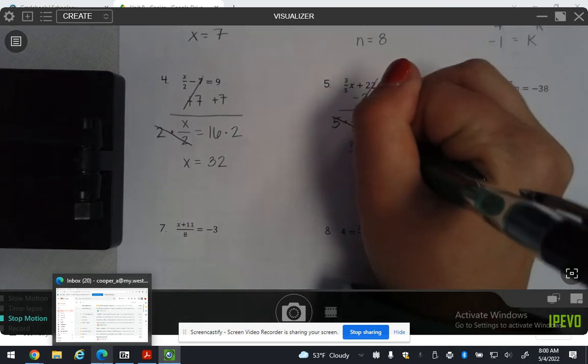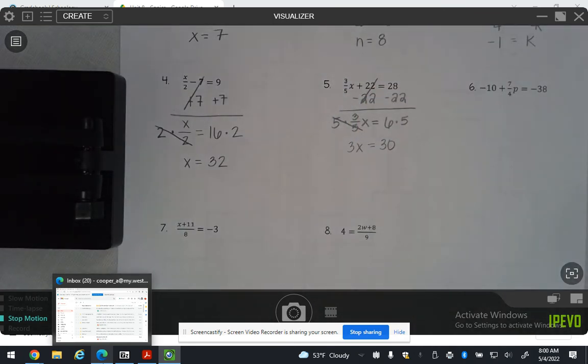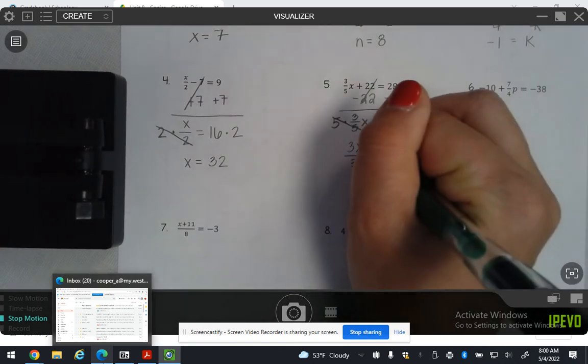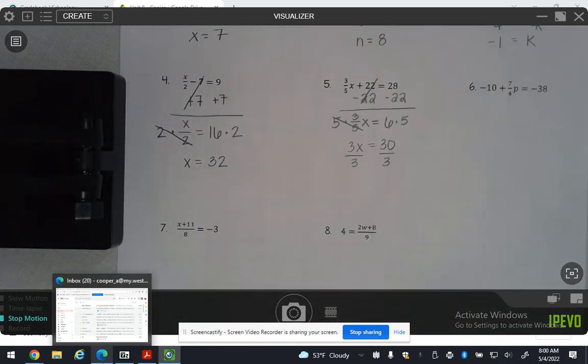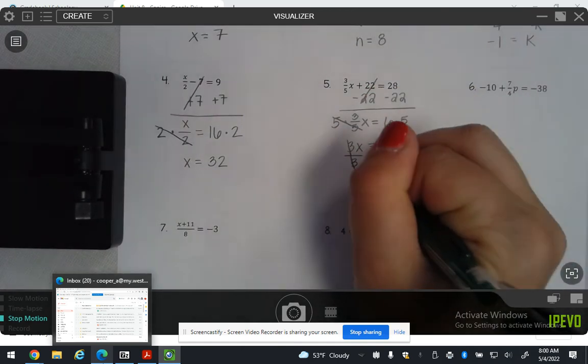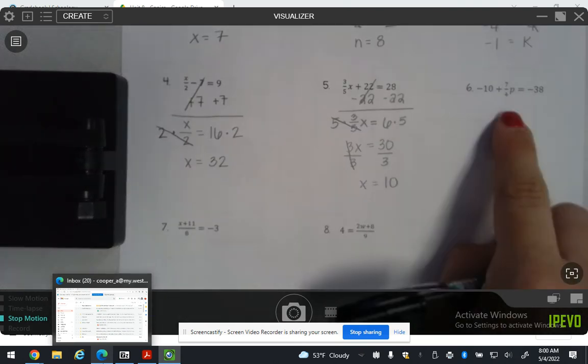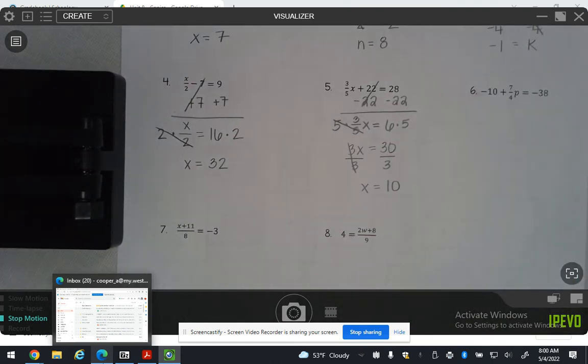30. Is x by itself? No. What's still attached to the x? 3. What operations between the 3 and the x? Multiplication. So I need to divide to get rid of the 3. 3's cancel. X equals what? 10. I would like you to do number 6, please.